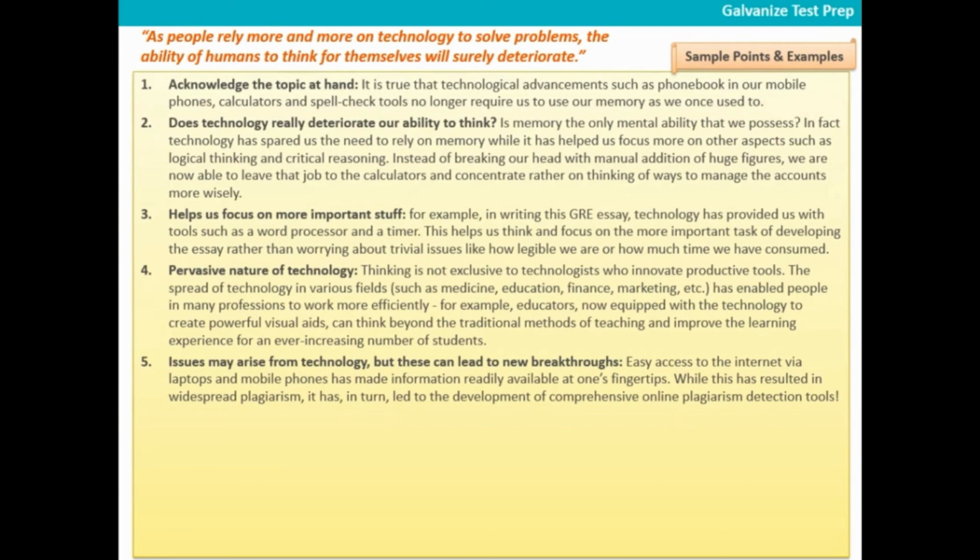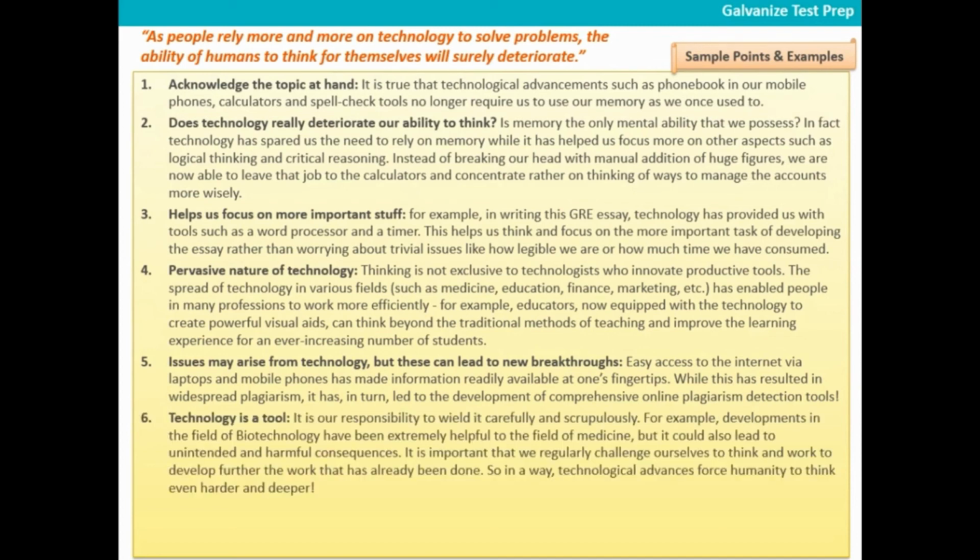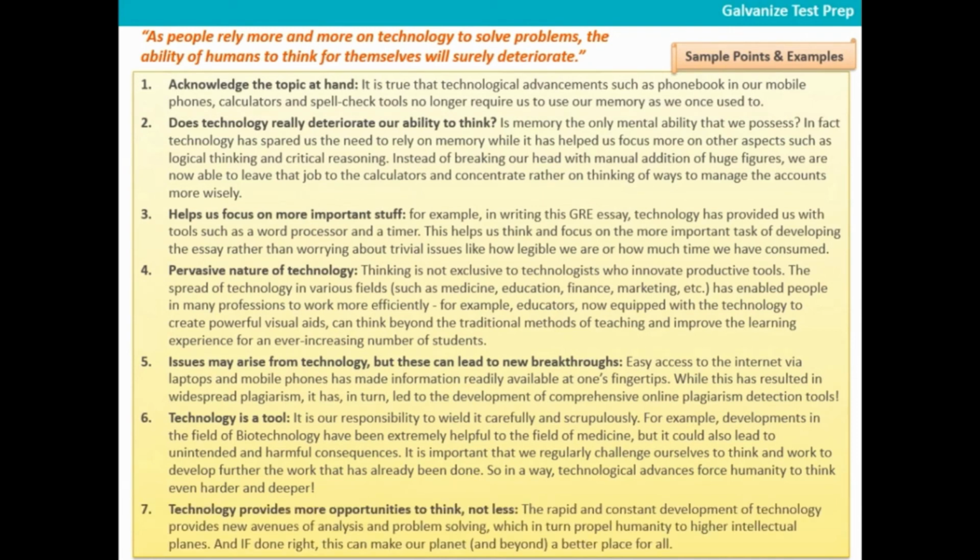But now we also have plagiarism detection tools that can tell us when something has been copied. Say 50 years ago, somebody copied from somebody else, it would have been really hard to know. But today, you've got to be really careful. So finally, technology is just a tool, right? It's in our hands. It's our responsibility to be careful and scrupulous about how we wield it. So this can be like a bottom line, something that you end your essay on this note, right?